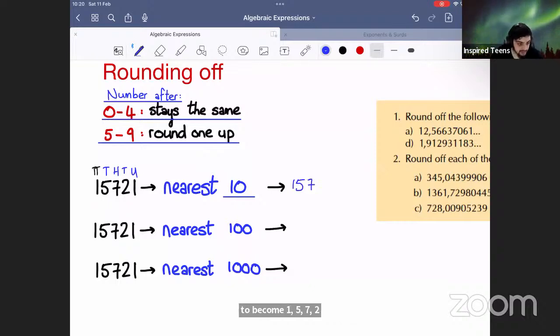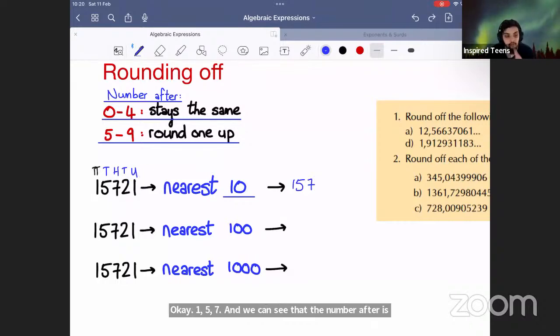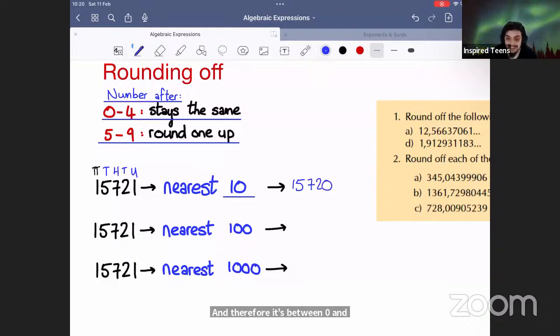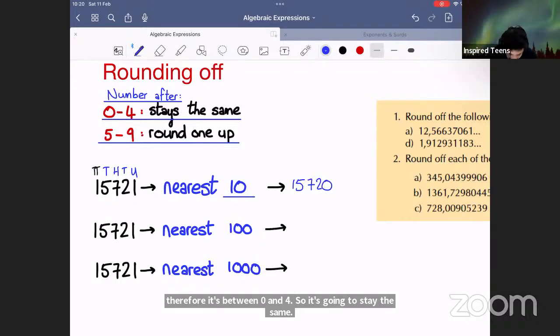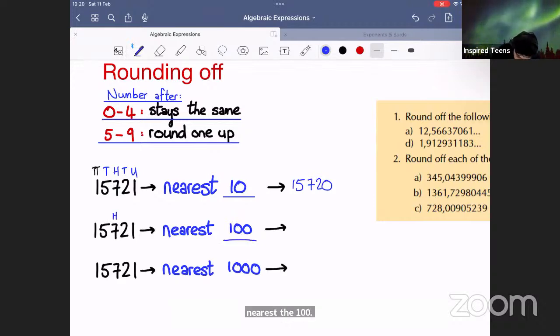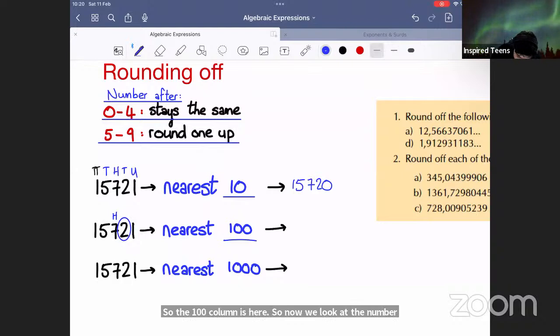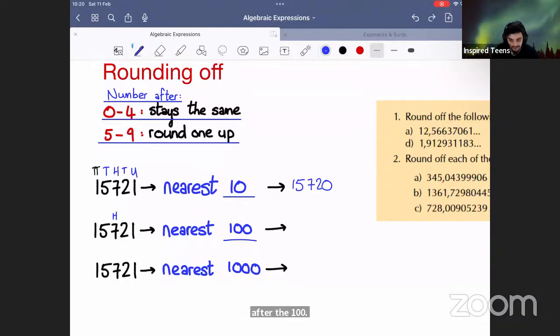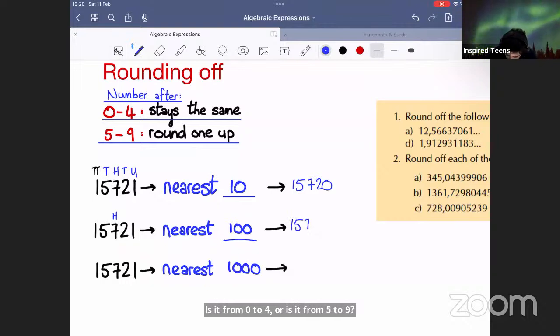157. And we can see that the number after is 1, and therefore it's between 0 and 4, so it's going to stay the same. So it's going to stay as 20. Then we look at the next one, nearest 100. So the 100 column is here. So now we look at the number after the 100. Is it from 0 to 4 or is it from 5 to 9? It's from 0 to 4. So it's going to change to 15,000 and everything else becomes a 0.